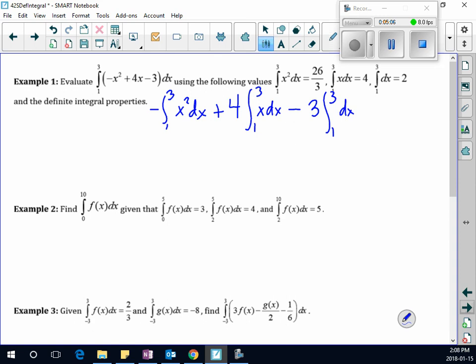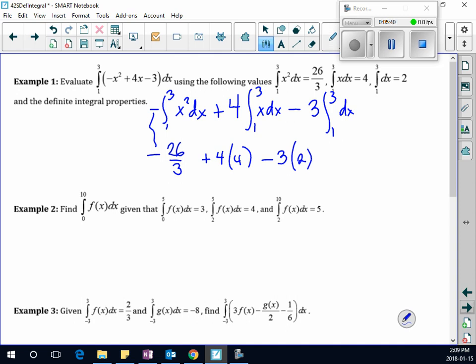So now I'm going to replace the integral of x squared dx with 26 over 3. However, there's a negative that has to be there. Then I'm going to replace the x dx with 4, and this happens to have a 4 in front as well, so it's going to be 4 times 4. And then it's going to be minus 3 times, what's this value? Well, it is 2.